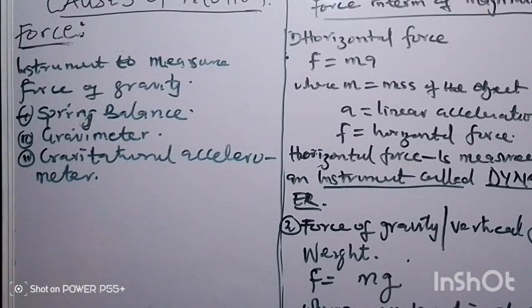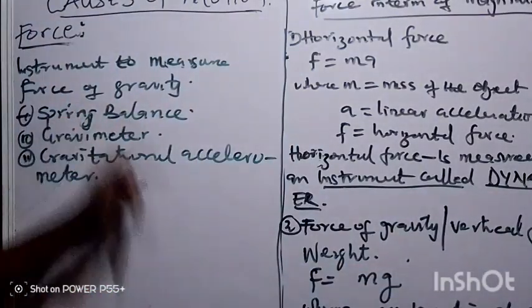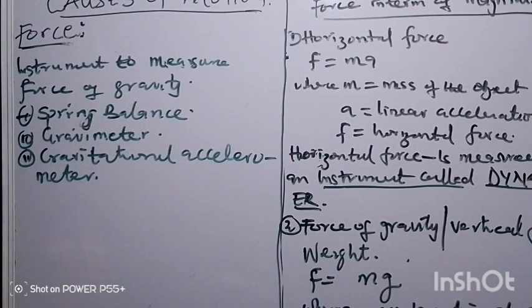These are the possible three instruments that we can use to measure force of gravity or vertical force or weight. The first one, spring balance. Two, gravimeter. And three, gravitational accelerometer.